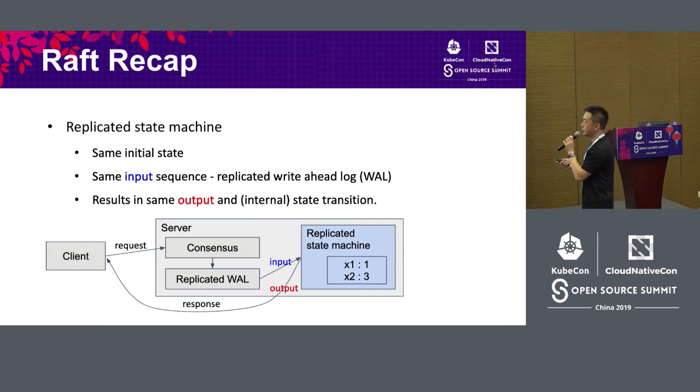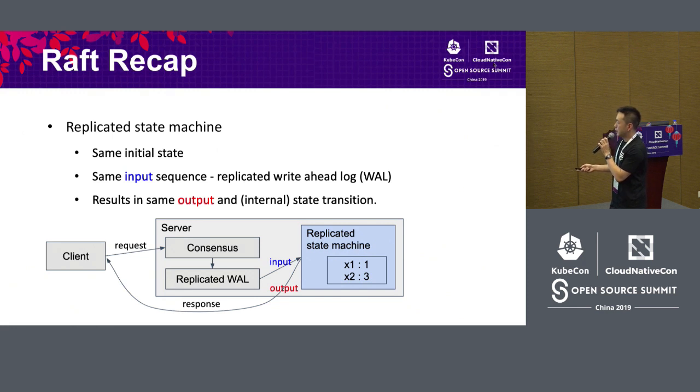Right? So the problem becomes, how do you achieve this? How does Raft do it? The Raft consensus protocol achieves this by managing a replicated write-ahead log. Whatever request the client wants to execute on the state machine, it first needs to be written to a log, which is managed by the consensus protocol. In our case, it's Raft, right?